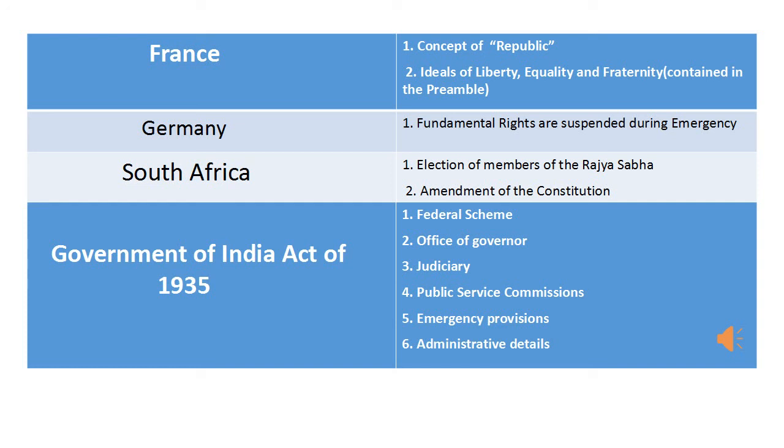Unlike the Government of India Act of 1935, our Indian Constitution is very lengthy. The Government of India Act of 1935 consists of 321 sections and 8 schedules, and in our Indian Constitution, there were 395 articles and 12 schedules.